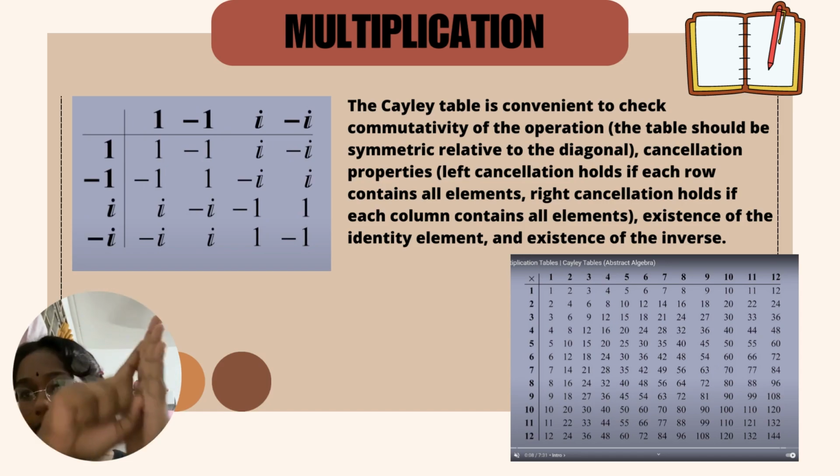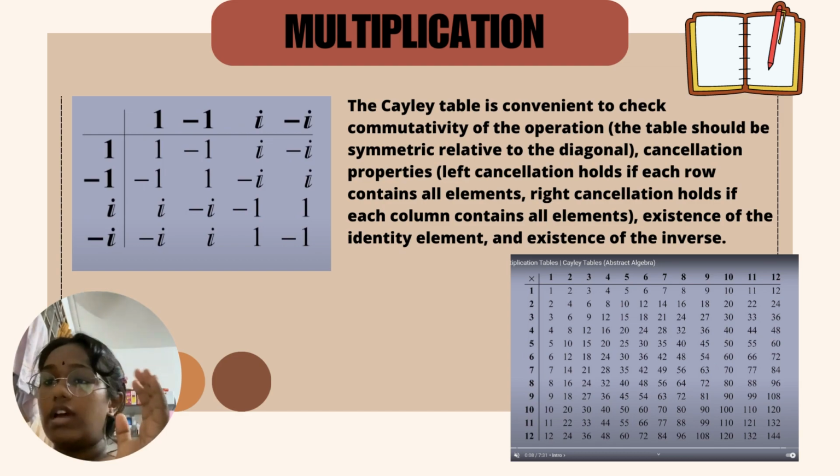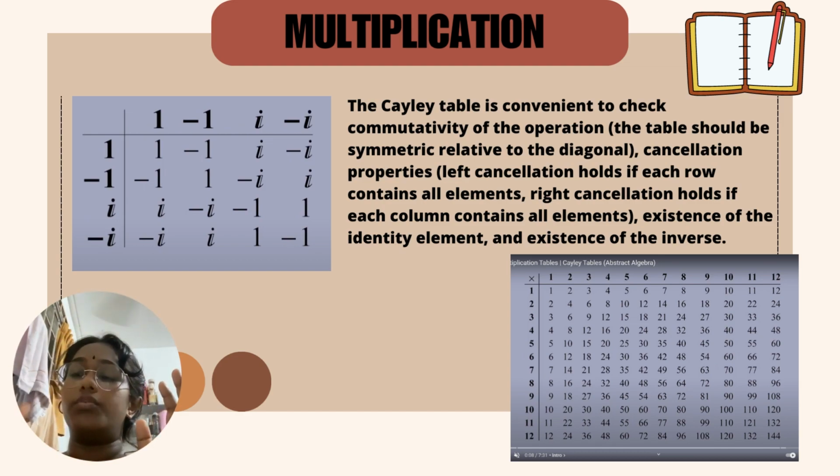So this one also has number 1. You can see the second also has number 1, and the third row and the last one also have number 1, and the fourth one also has number 1. This is because in a group every element has an inverse.